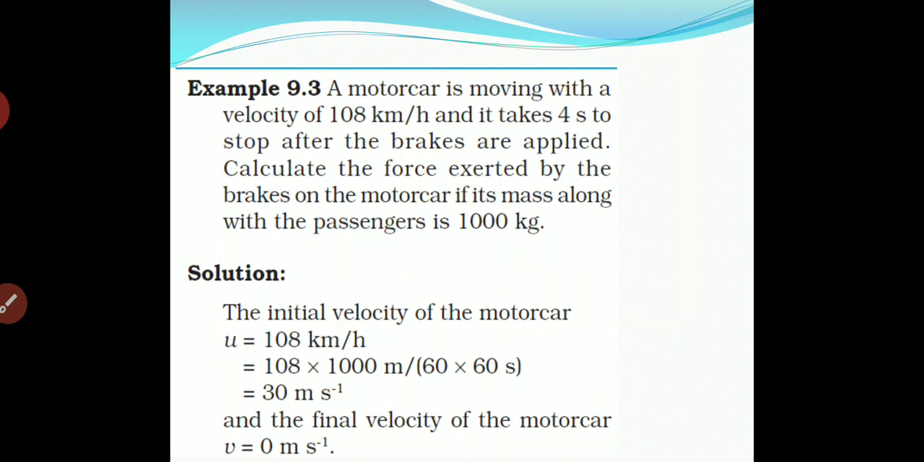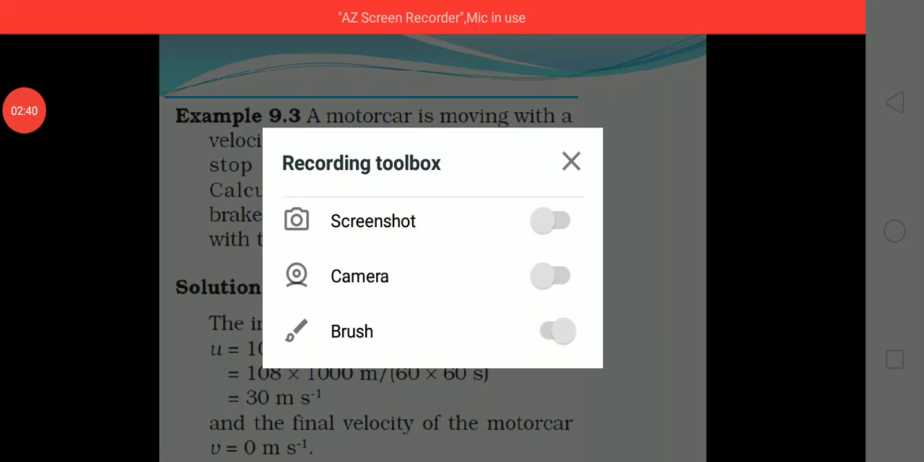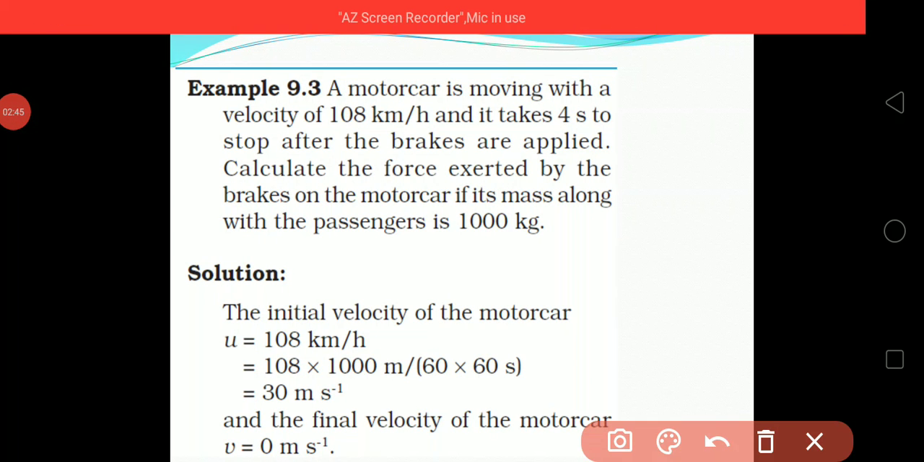In the same way, example 9.3: a motor car is moving with a velocity of 108 km per hour and it takes 4 seconds to stop after the brakes are applied. Calculate the force exerted by the brake on the motor car if its mass along with the passengers is 1000 kg.